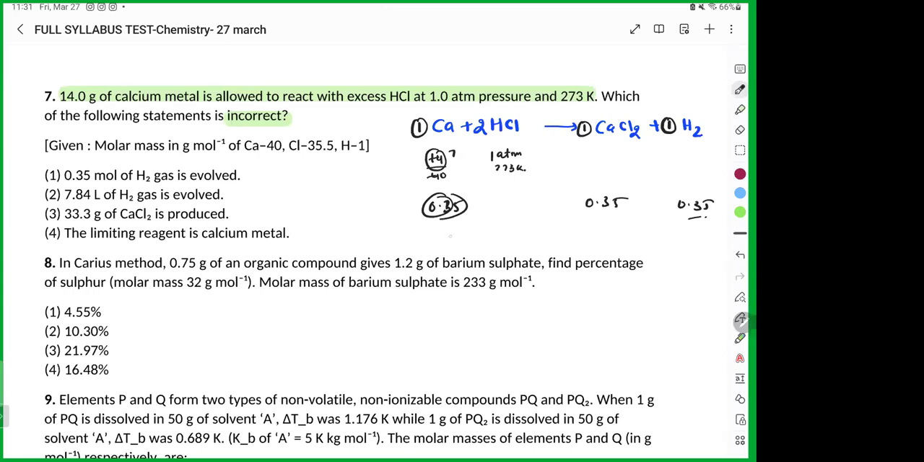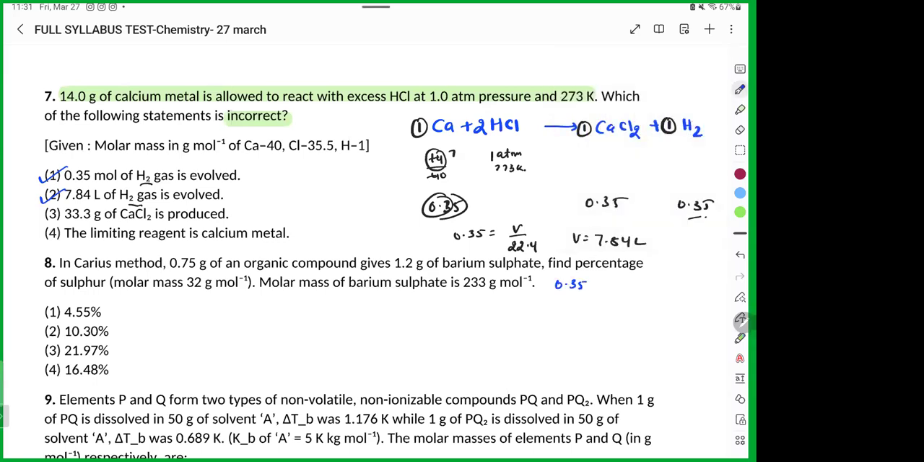What will be the volume of the hydrogen gas evolved? Because in option we have hydrogen gas amount evolved. So you have 0.35 mole, and the volume we need to calculate. In case of liter, it will be multiplied by 22.4. So volume will be equal to 7.84 liter. So it means this option is correct. 0.35 mole of hydrogen evolved, this is also correct.